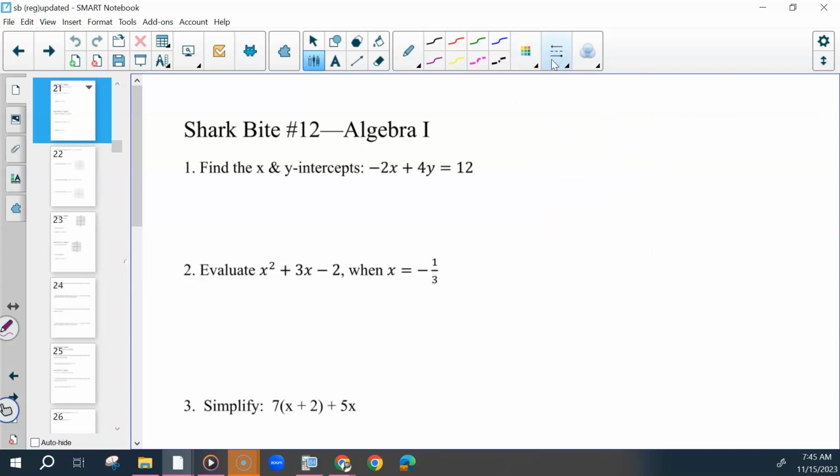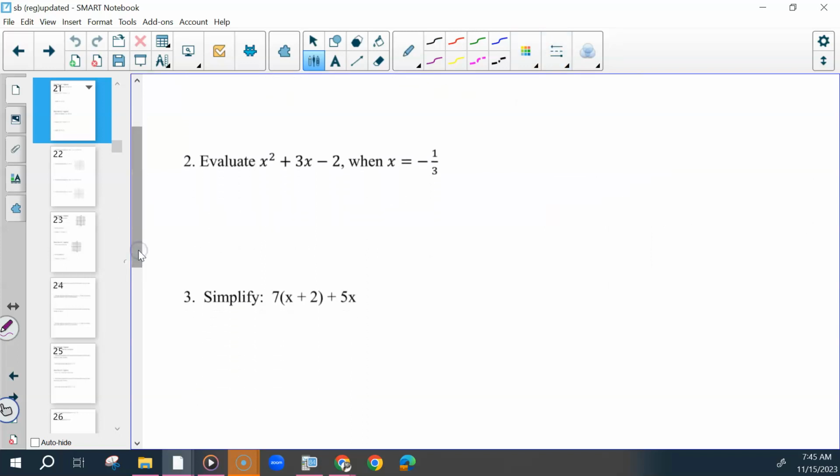Great. When we evaluate, what does that mean? What am I supposed to do with this negative 1/3? Put it in for x. So for all of your x's, you're going to put in negative 1/3 instead. You should be using parentheses.